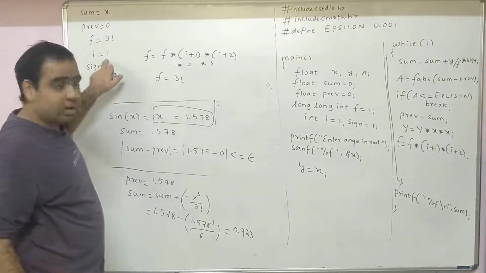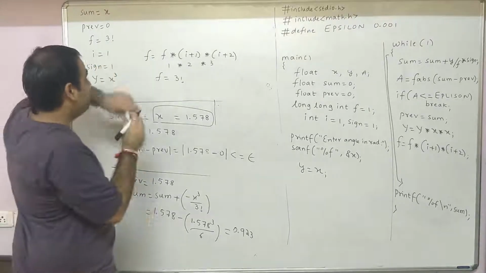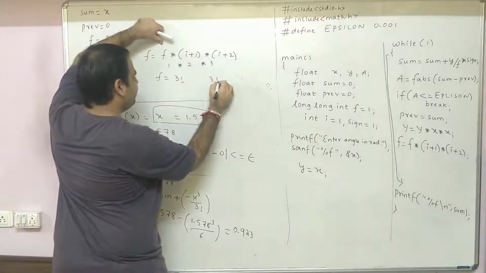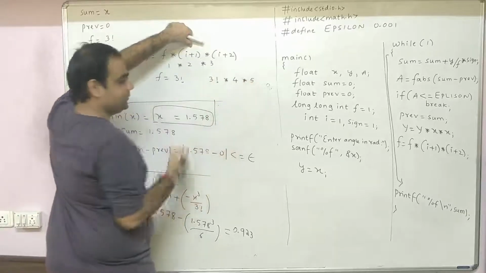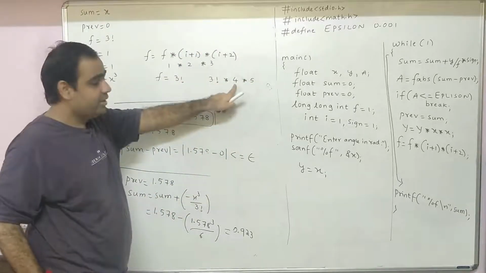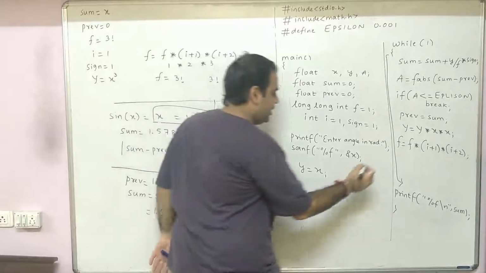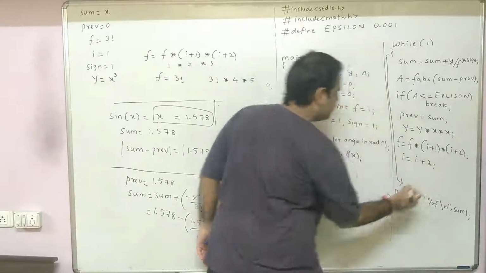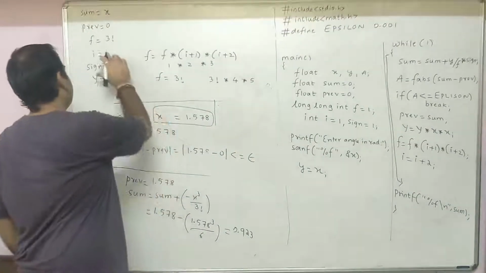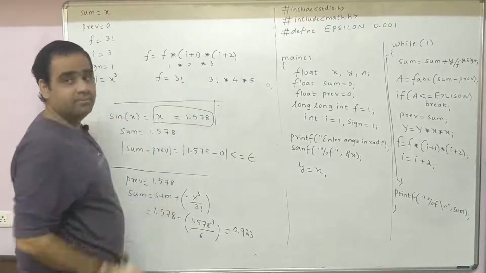Next time we want to compute 5 factorial, and f is 3 factorial. What do I need over here? I need 4 into 5. Now, if I plus 1 is 4, the value of I should be 3. And how do we make I equal to 3? We say I is equal to I plus 2. The value of I will become 3.